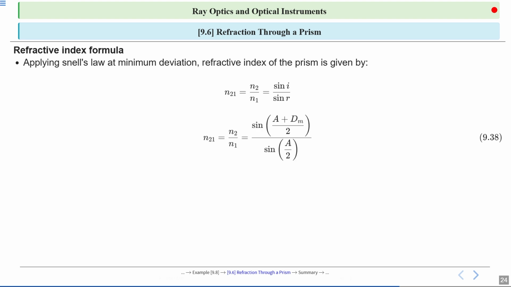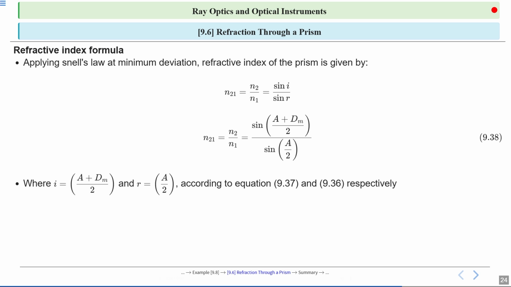Now let's look at a more specific formula. N21 equals N2 upon N1 equals sin of (A plus dm) over 2 upon sin A by 2. This equation, tagged as 9.38, uses the angle of prism A and the angle of minimum deviation dm. It's a precise method for calculating the refractive index of a prism.